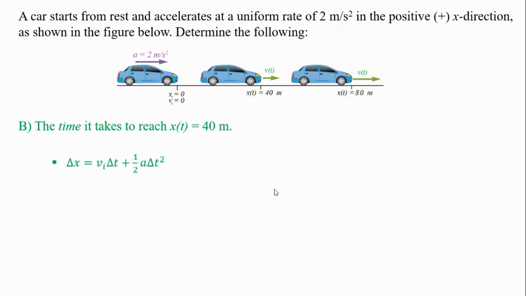So I would just show you again, just in case you attack this part from scratch. Use the displacement function because it has the time variable in it. And then Vi is 0, your delta x is 40, your a is 2, a lot of plug and chug here, and then t is your unknown because that's what it has to find.